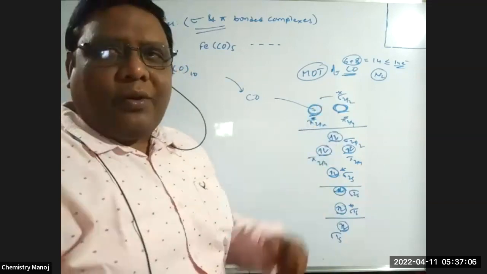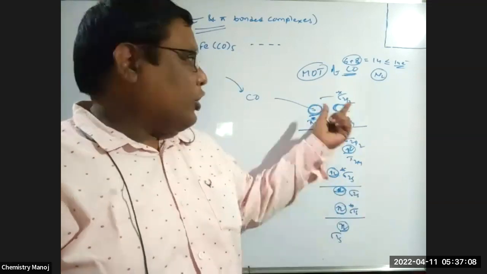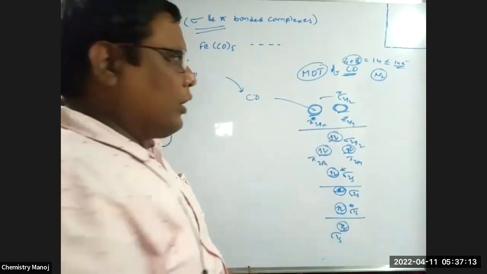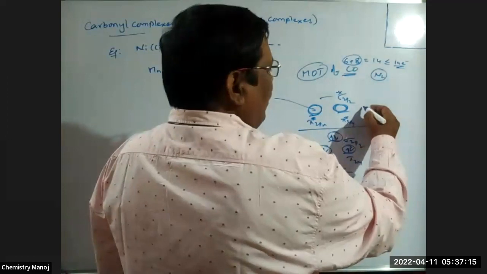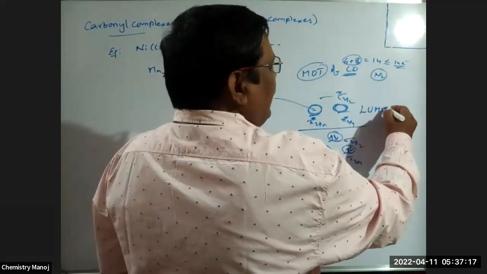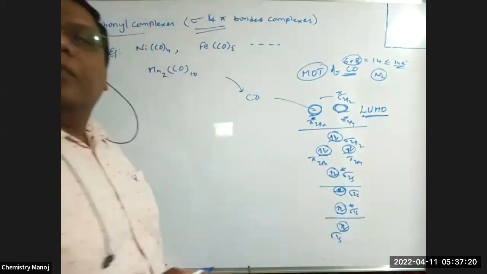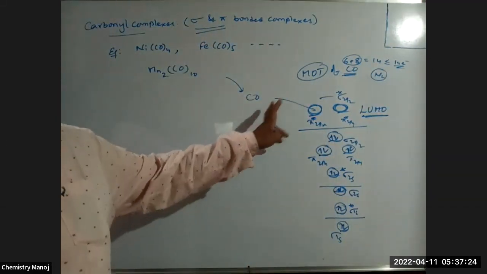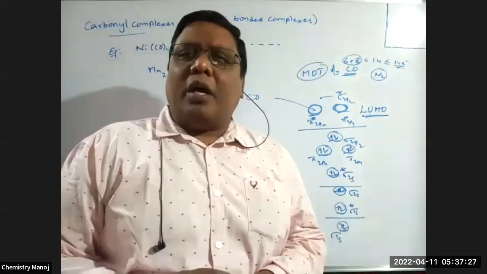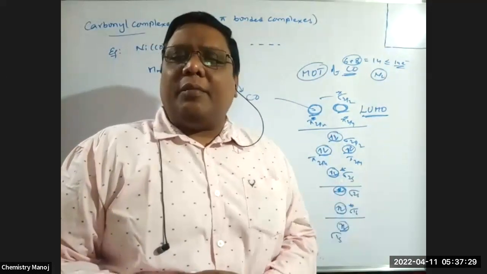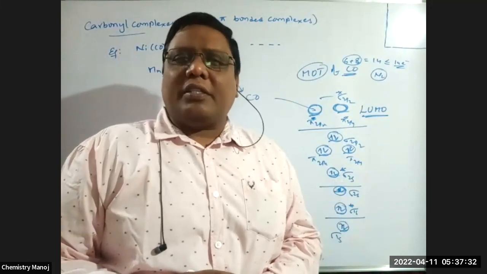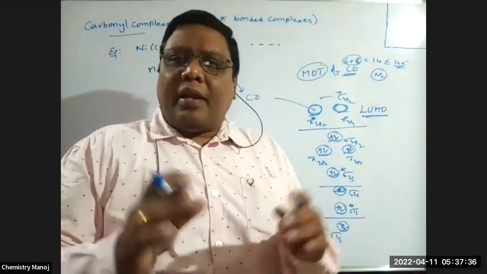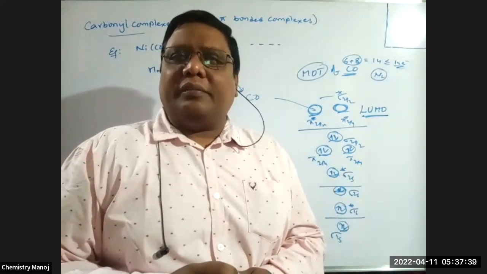Are these pi star orbitals HOMO or LUMO, occupied or unoccupied orbitals? They are unoccupied, that is LUMO, the lowest unoccupied molecular orbitals. So the LUMO orbitals get filled. What are the LUMO orbitals in this case? They are the pi star antibonding orbitals of carbon monoxide. That means there is a vacancy, there are certain empty orbitals in carbon monoxide also.